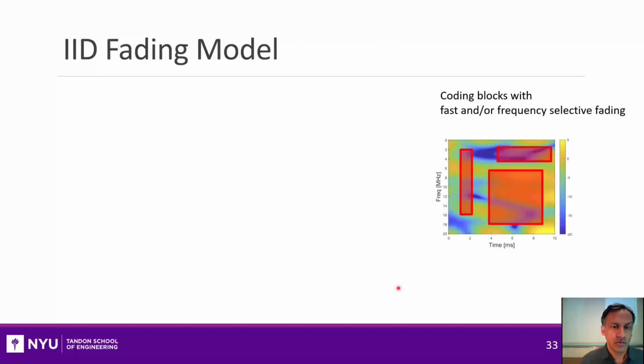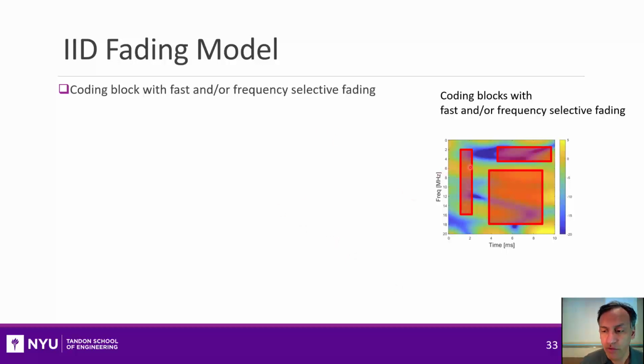Now let's go to the next extreme case. And this is what I'm thinking of with coding blocks that are either fast or frequency selective. So I've drawn a few examples here. In this case, I've drawn a block that maybe doesn't have much variation in time, but has a lot of variation in frequency. Or maybe it has a lot of variation in time, but not very much variation in frequency, or both. Any of these cases, coding is going to do some good, as I'm going to show.